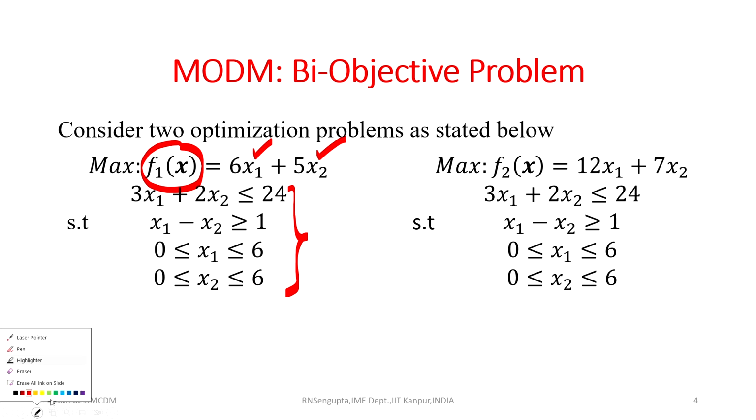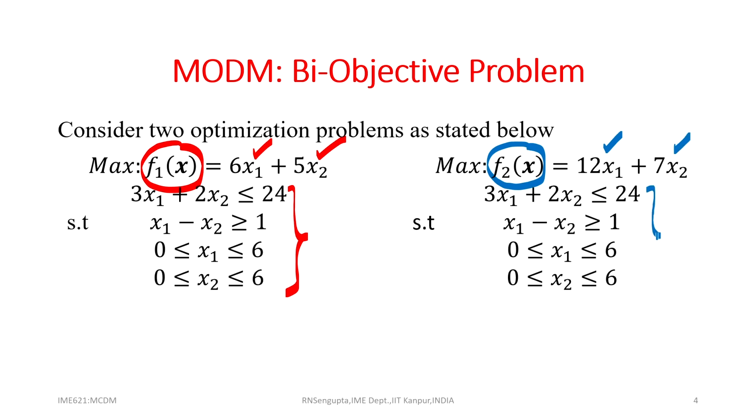Now, when we come to the second problem, again I will use a different color, as I said. It is still maximization, but of a different function f2 with the same 2 decision variables x1 and x2. The objective function is 12 x1 plus 7 x2, and the constraints in both these problems are the same. So, if you see the left hand side which I had marked in red, and the right hand side which I had marked in blue, the constraints are the same, objective functions are different.